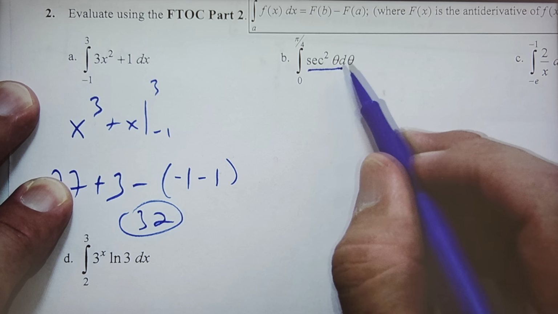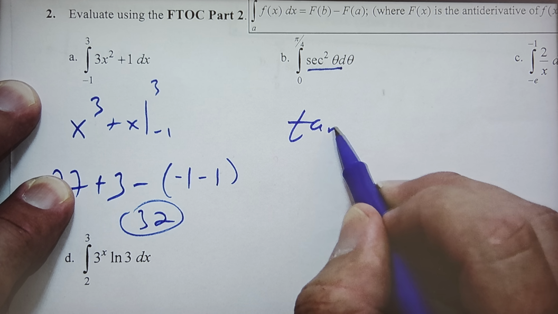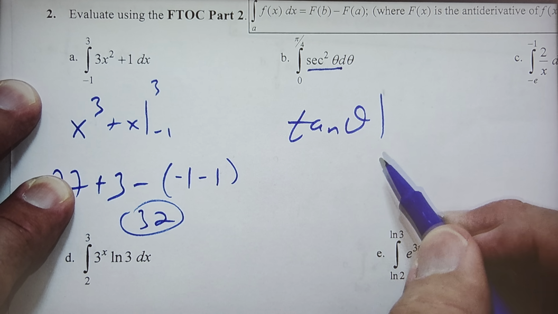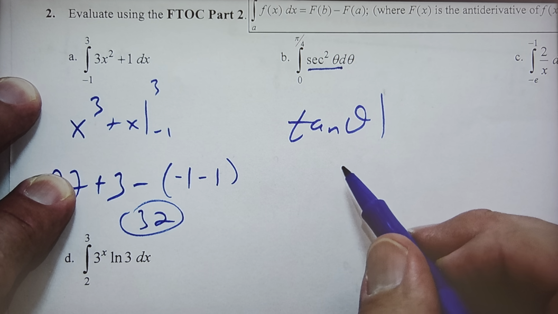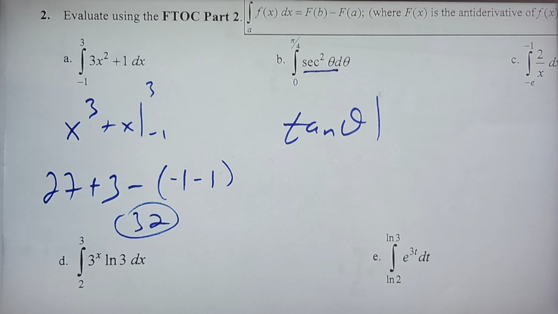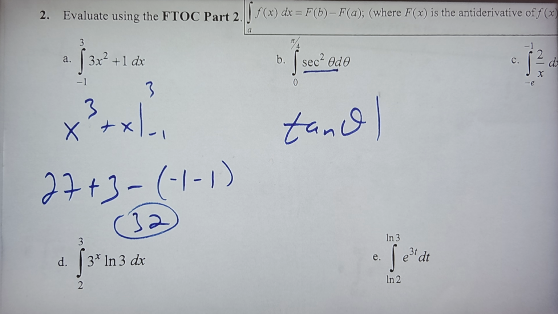Here, secant squared theta comes directly from tangent. Why over 2? I heard you guys mumbling, and I was like, why are they saying over 2 all the time? Why would I need an over 2? If it was secant squared of 2 theta, then I would need an over 2 to kill the 2 that would come out. Well, what's the derivative of tangent theta, guys? Secant squared, which is exactly what that is. I don't need to kill anything.